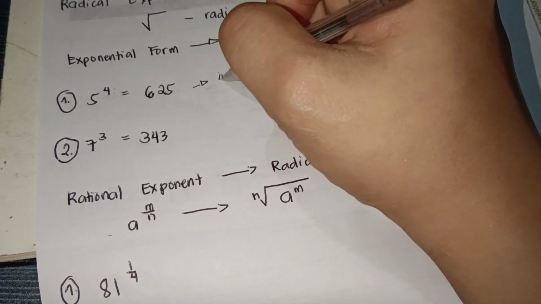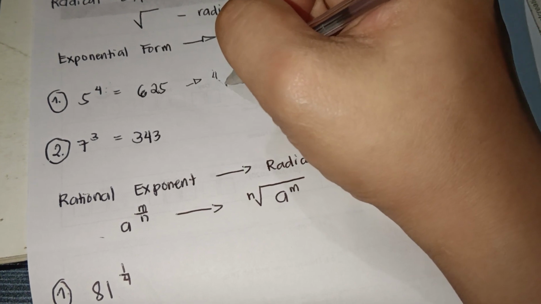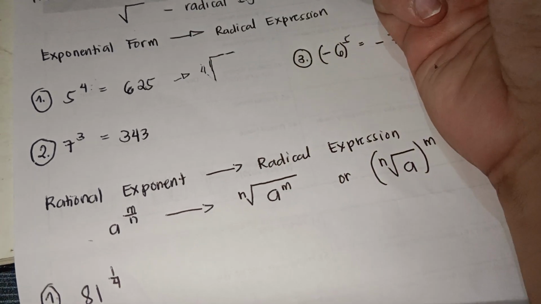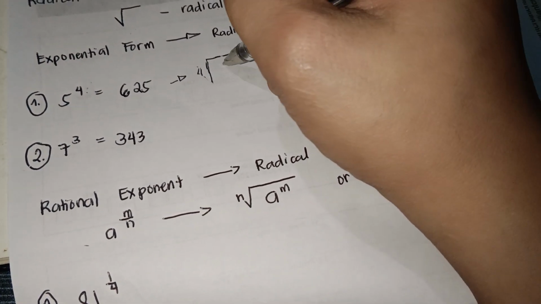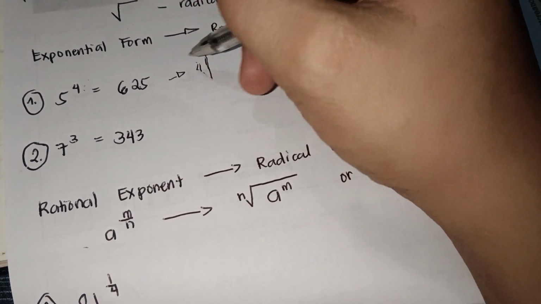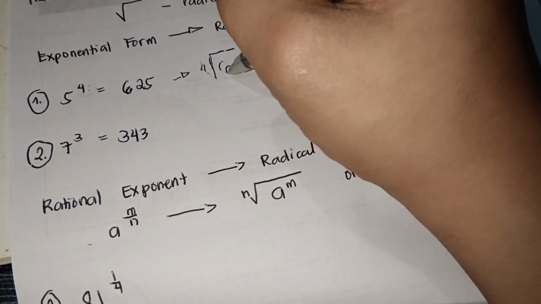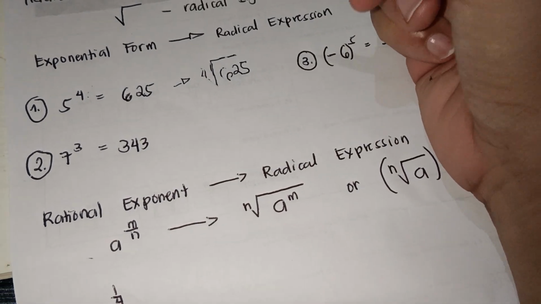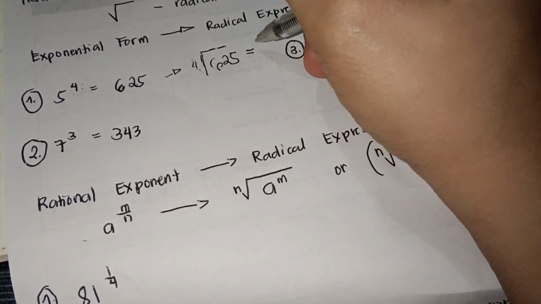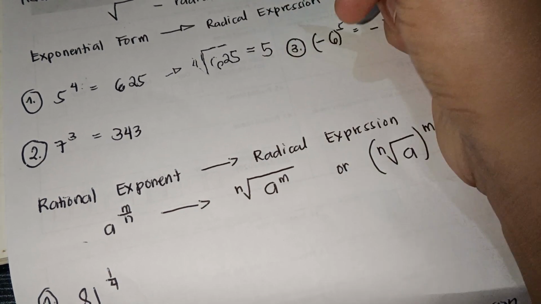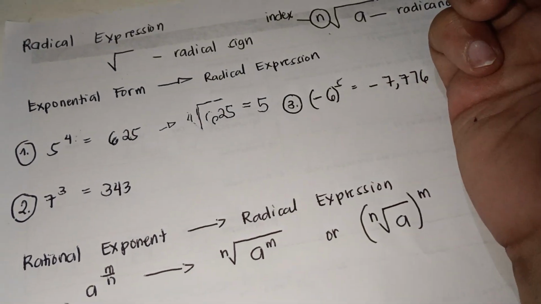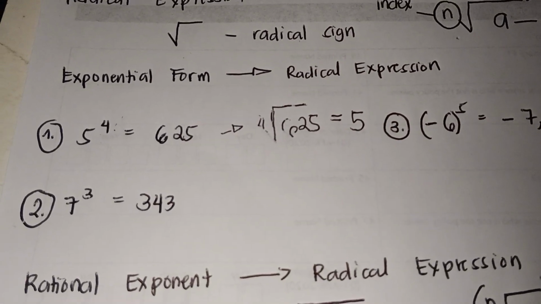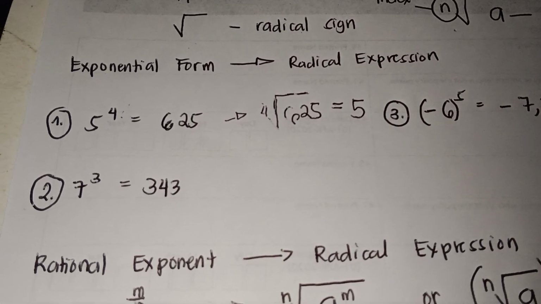So we have 4. Then radical sign. Next is the answer doon po sa exponential form, which is 625. Okay? So, equals to, that is the base. So, the base is 5. So, this is how we're going to rewrite an exponential form into radical expression po.